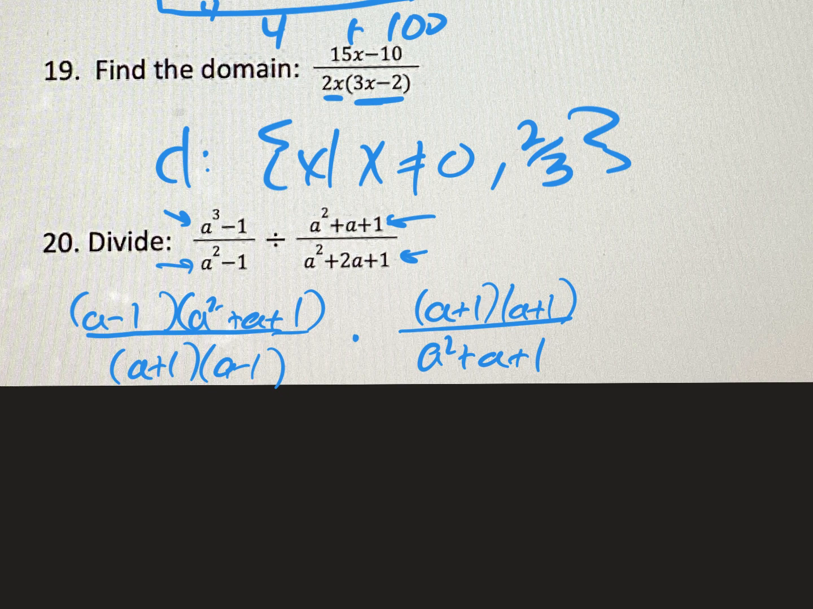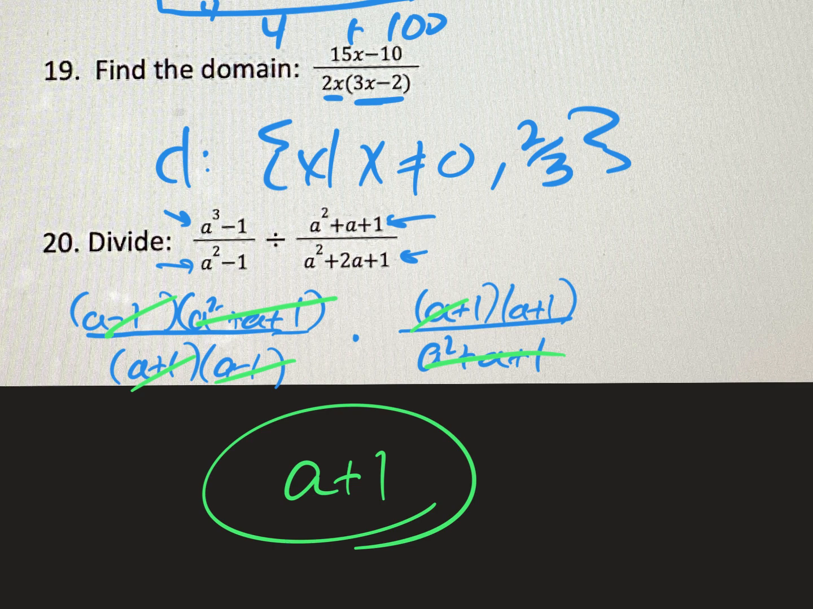Now I'm looking at stuff to factor, cancel. The a plus 1's cancel. This big thing right there cancels with that big thing right there, and the a minus 1's cancel. So all that leaves me with is the a plus 1, which, by the way, that's your solution.